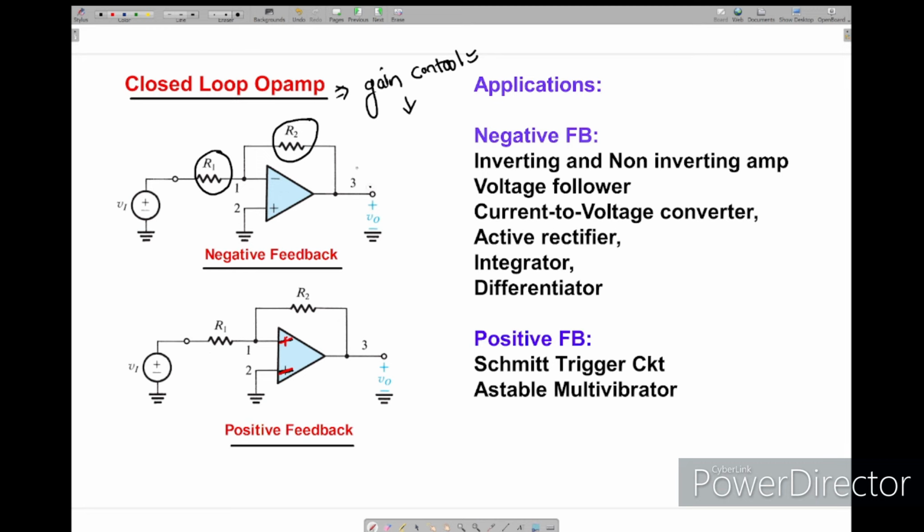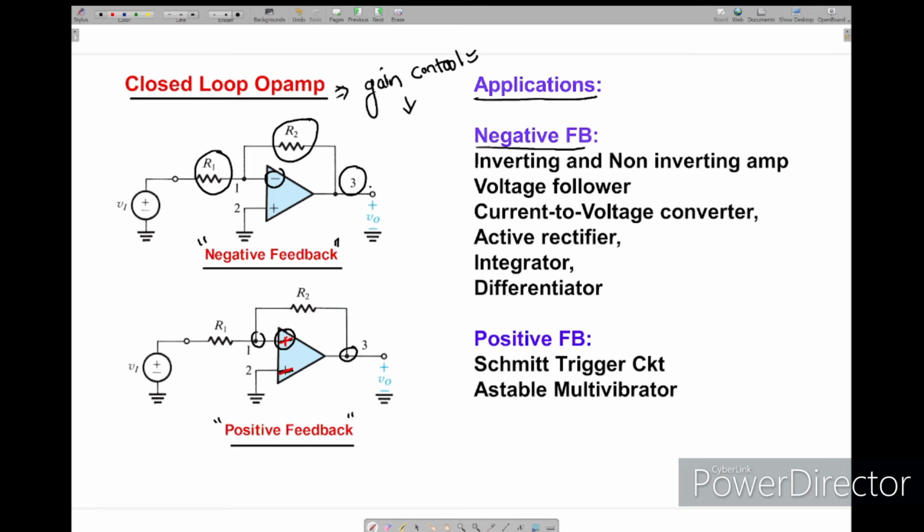This is the output. If part of the output is connected to the inverting terminal of the op-amp, we call this negative feedback. If part of the output is connected to the non-inverting terminal of the op-amp, this is positive feedback. We came to the closed loop to control the gain. In controlling the gain, we have two feedbacks: one is negative feedback, one is positive feedback. Next we'll see the applications of the individual feedbacks.